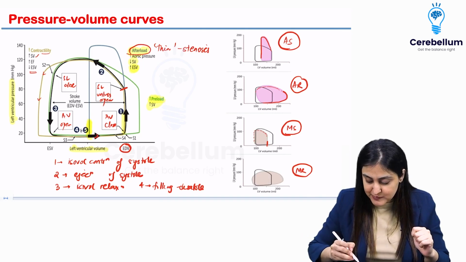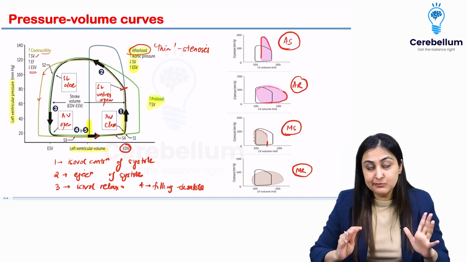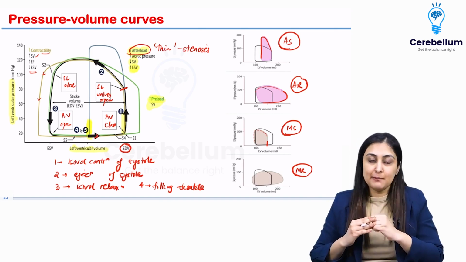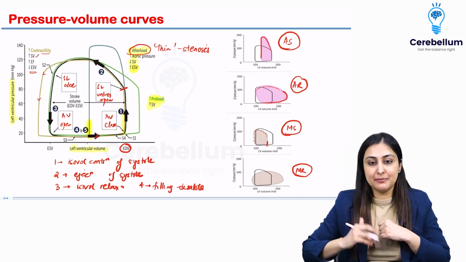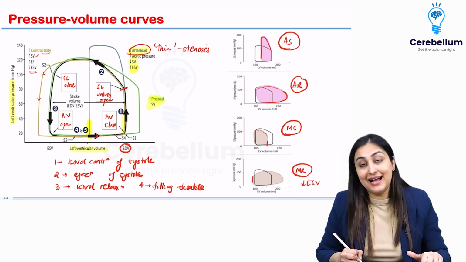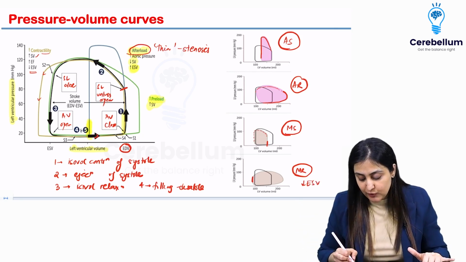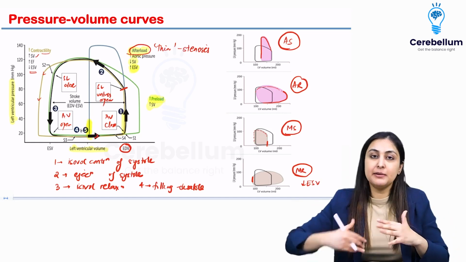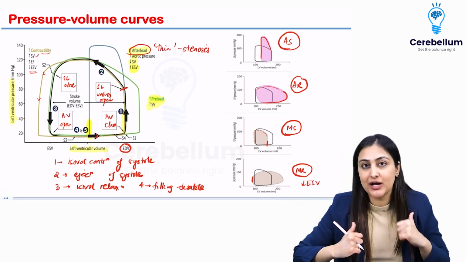So what is the difference between AR and MS? In both of them, the overall preload for the left ventricle is increasing because I am only sending the blood back. But the difference would be here: I end up with a lower end systolic volume because I am pumping some blood to the aorta. I am sending some blood back to the atrium as well via the MR.